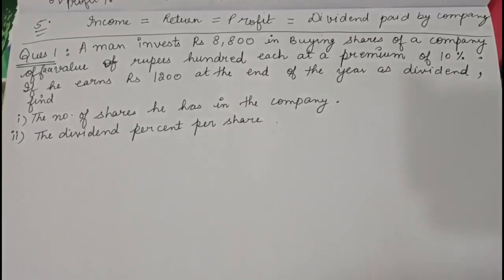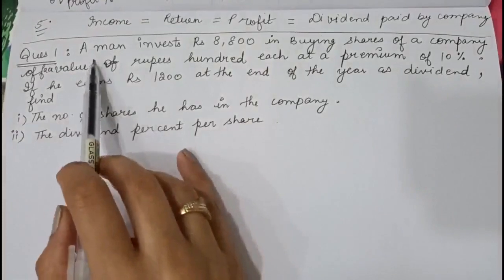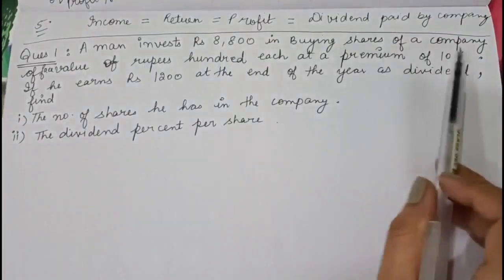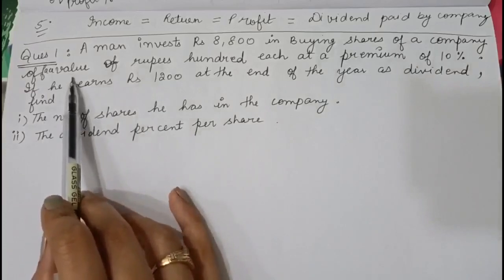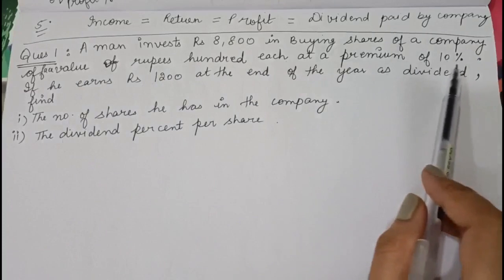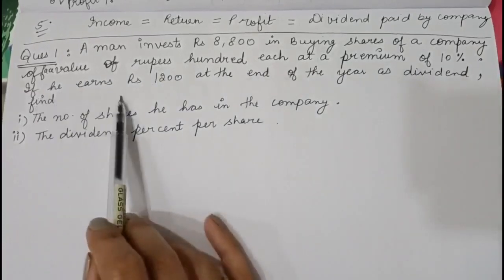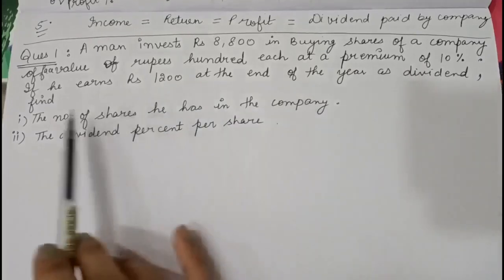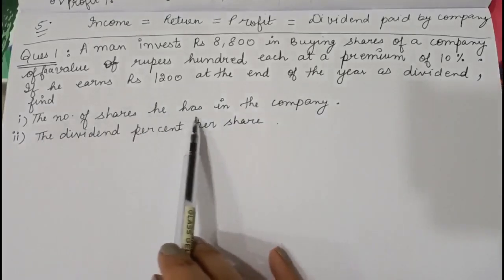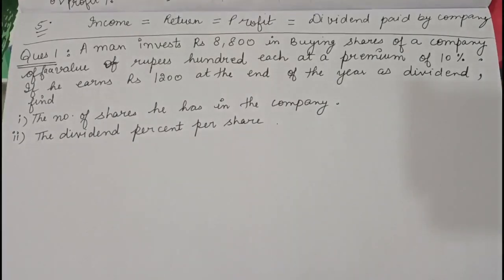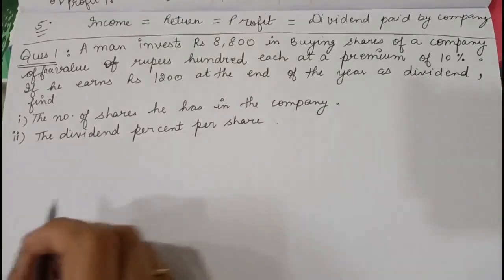So let's do this question. A man invests rupees 8,800 in buying shares of a company of face value of rupees 100 each at a premium of 10%. If he earns rupees 1,200 at the end of the year as dividend, find the number of shares he has in the company and the dividend percent per share. So this is the question.